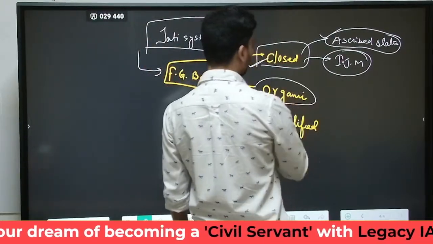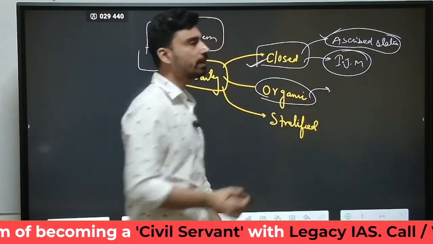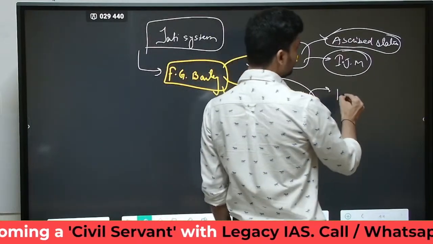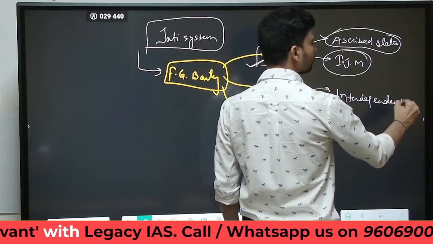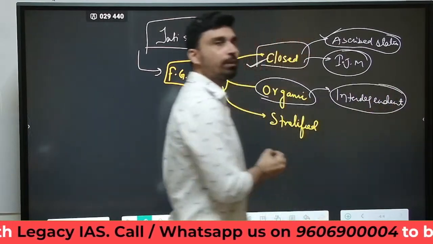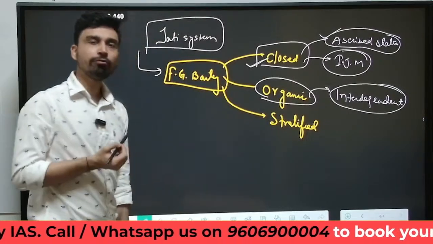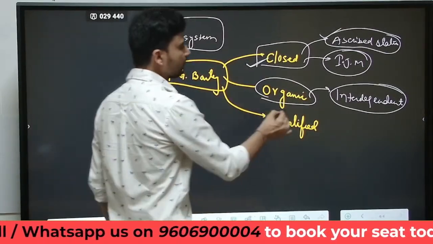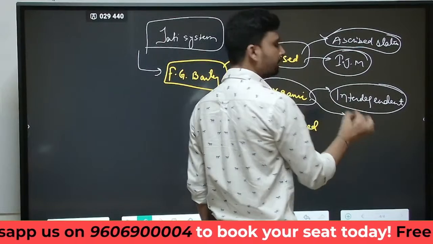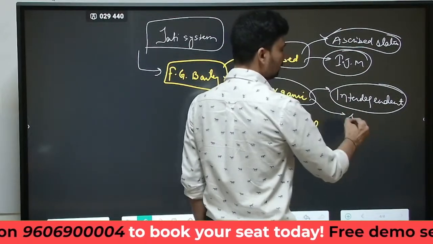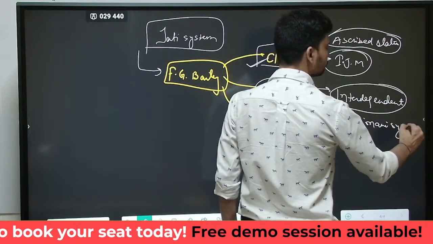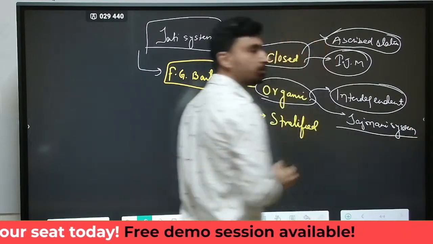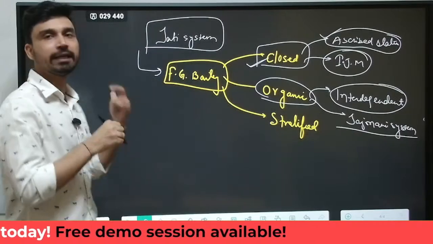Second is organic. Organic basically means that different Jatis are interdependent on each other for various work or various purposes. For example, in the village community of India, the best example of the organic nature of Jati you can see in the establishment of the Jajmani system. The Jajmani system is the best example of the organic nature of Jati.